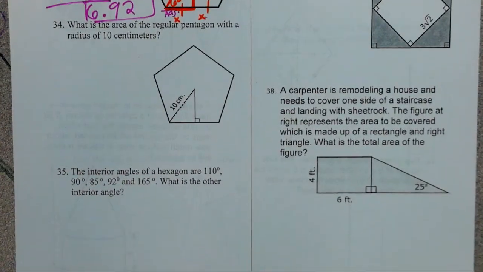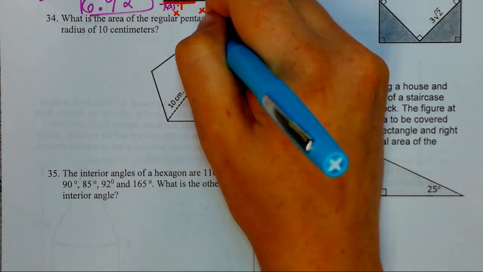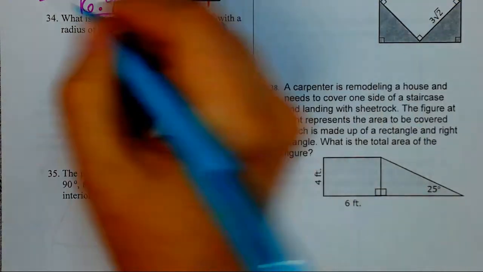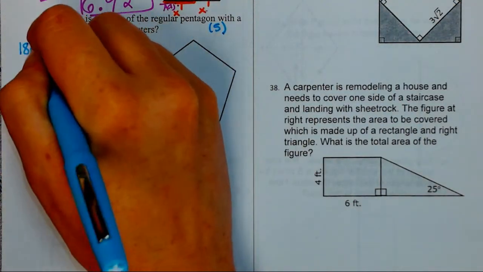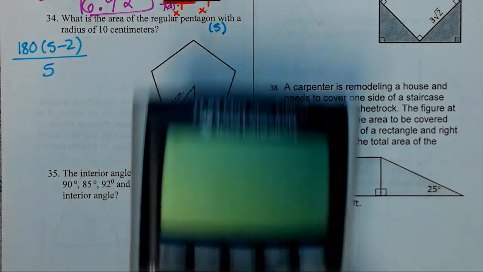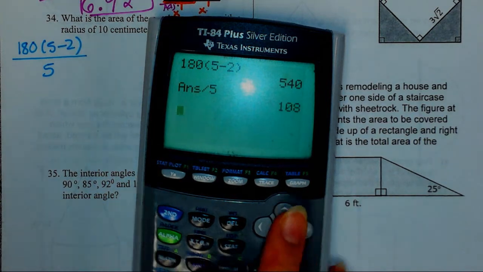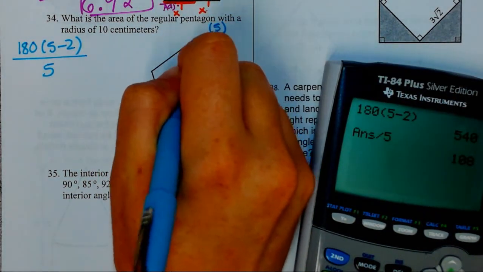Okay, next problem. What is the area of the regular pentagon with a radius of 10 centimeters? Okay, so we're going to start this off the same way that we did the others. The difference this time is that we've got 5 sides because of the pentagon. So 180 times 5 minus 2, divided by 5, gives us 108 as the measure of one angle.